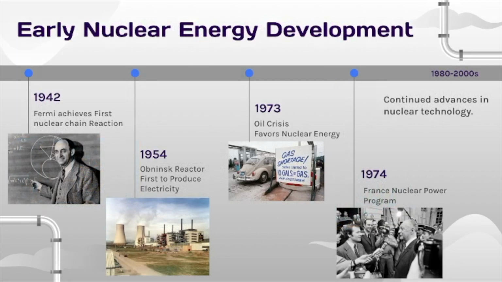The first controlled nuclear reaction was obtained in 1942. Then there was the establishment of the Obninsk nuclear power plant in 1954 that proved a promising future for nuclear energy as a reliable and efficient power source. Then there was the oil crisis, which further favored nuclear energy as it was cheap compared to other sources of energy. We saw continued advances in nuclear technology from the 1980s to 2000.